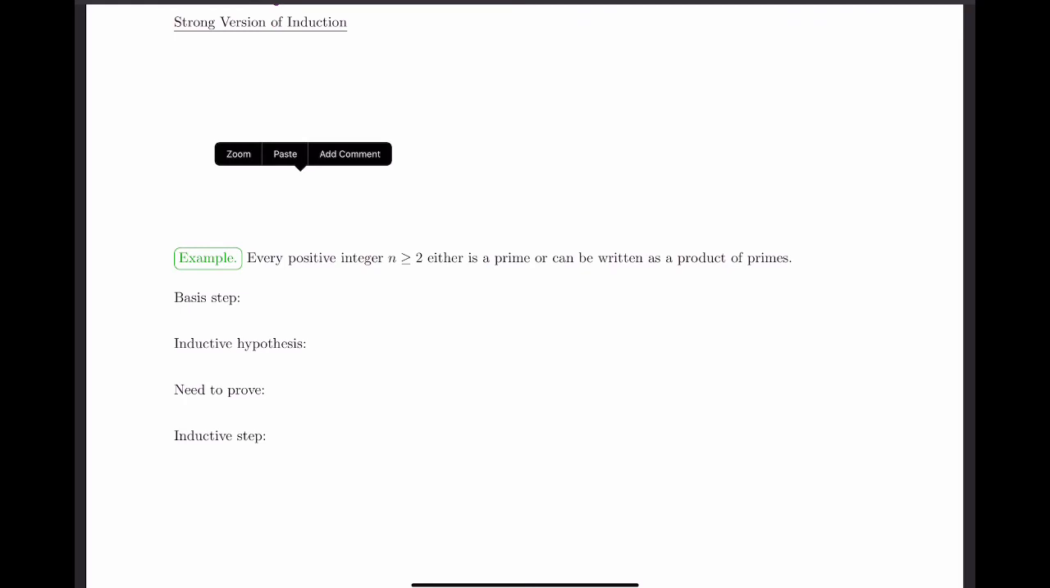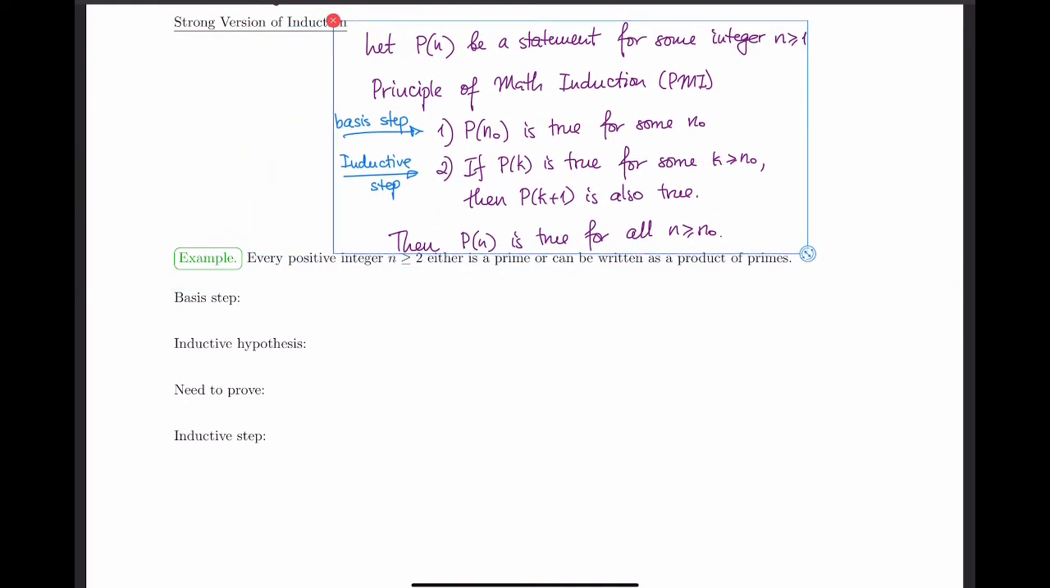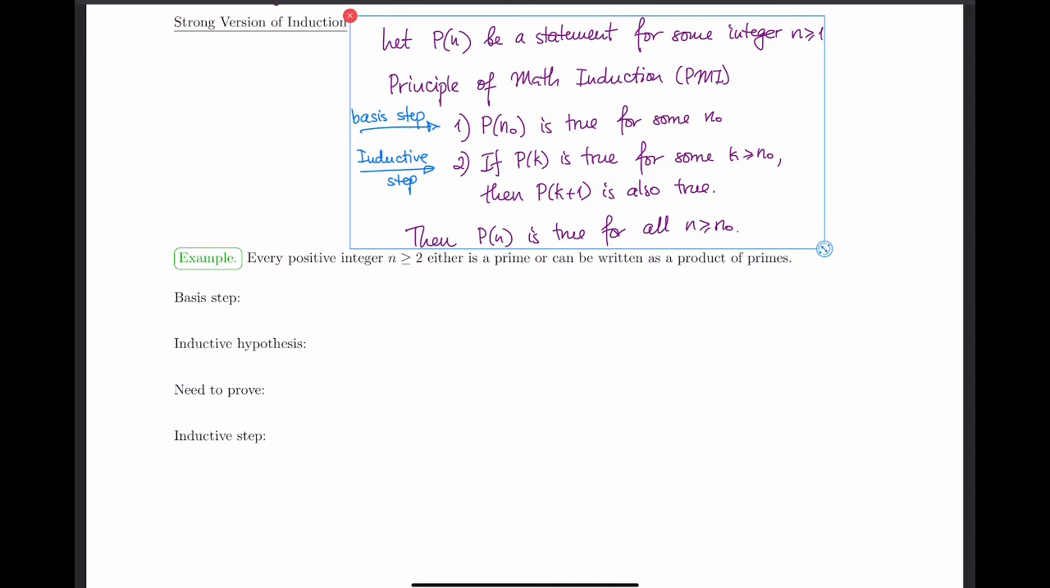First of all, I'm just going to paste the statement for the regular induction that we used before. So let's just recall what it looks like. I just copied it from a few pages back. So we have that P of n is a statement for some integer n greater or equal than something. Let me just erase the plus 1 because we've since then seen various iterations of what n can be. The principle of math induction states that you have 2 steps. The basis step assumes that the statement is true for some value n naught, and the inductive step is the following. It has a hypothesis.